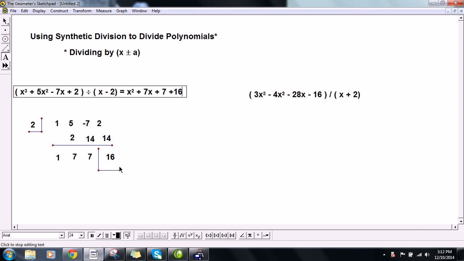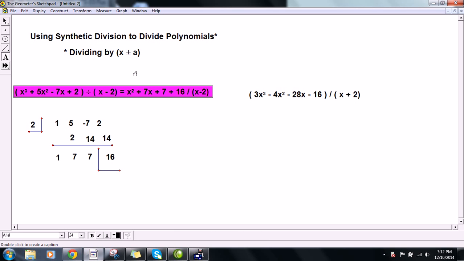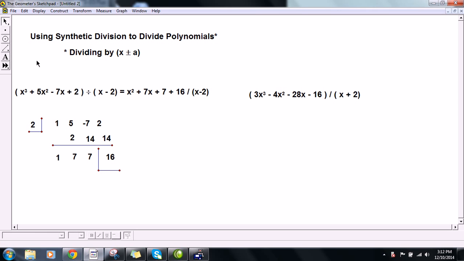Same thing here. So 16 is a remainder, and it's 16 over what I'm dividing by, the quantity x minus 2. Okay? So that's a process called synthetic division, and I just use that to divide this cubic by this linear term. Okay? Remainder 16 doesn't go in evenly. Okay, let's take a look at another problem, and then we'll pick up from here tomorrow.